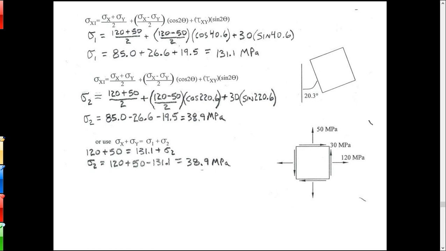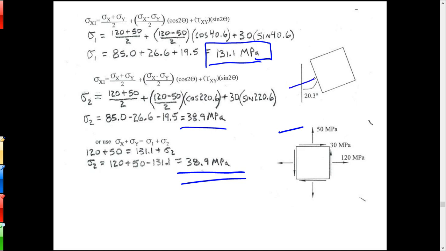Then I just plug the angles in, get the two stresses. So the principal stresses, when I plug those angles into the general normal stress formula, 25, sigma 1 is 131. Sigma 2 is 38.9. Here's how I could get that 38.9 using that shortcut formula. So if I'm going to design that plate of some type, I'm going to design it for 131 for normal stress. That's the biggest one. Okay? That's what that formula tells you. And that 131, if I need to know where it occurs, it looks like it's going to occur on this 20.3 degree plane.